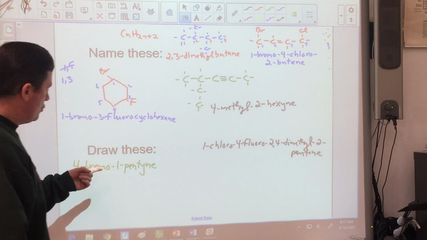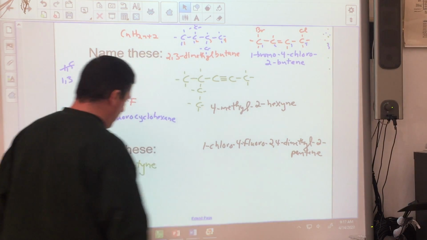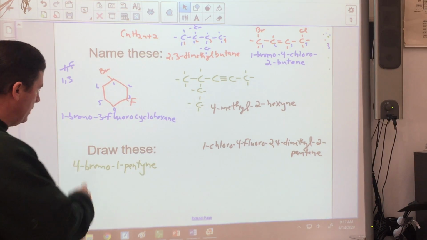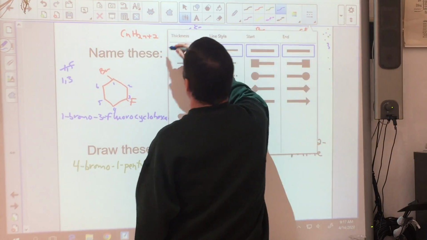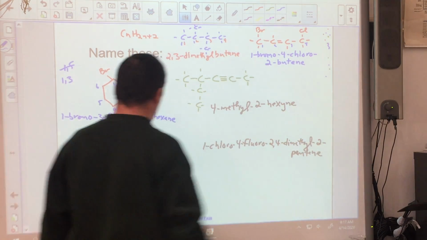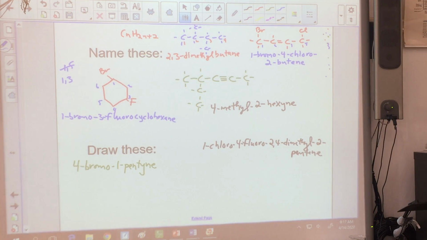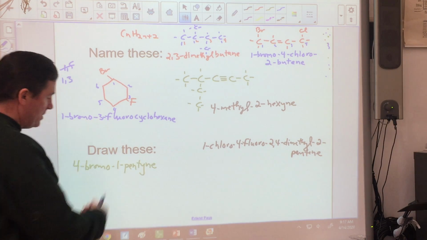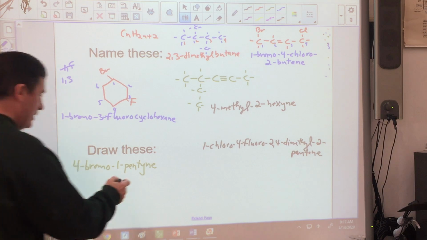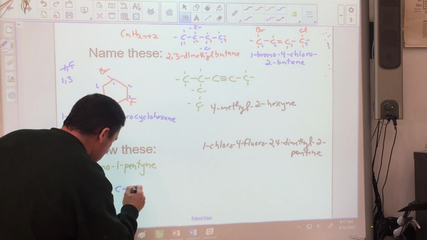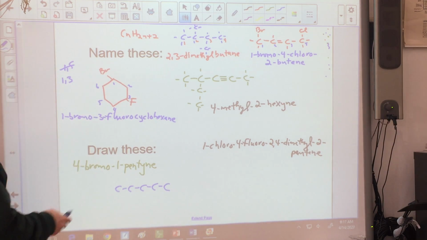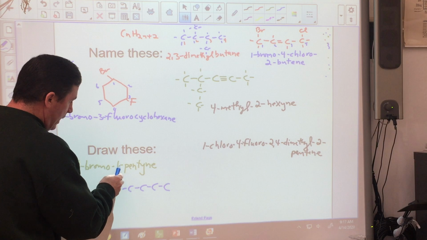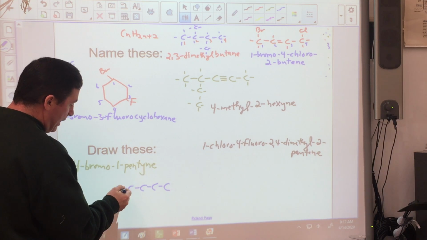Okay. Draw these. Actually, this can't come up, so I'm going to have to try to fit it in here. Let's try to do that again. All right. I've said it before multiple times. I think these are easier because it tells you what the base is. So pentyne. I need 5 carbons, yes? 1, 2, 3, 4, 5. Now it tells me 1 is where my triple bond has to be.